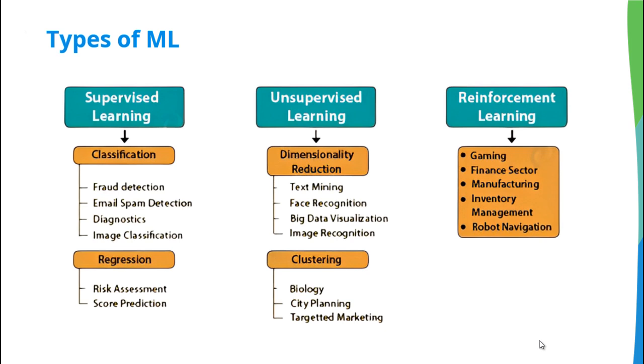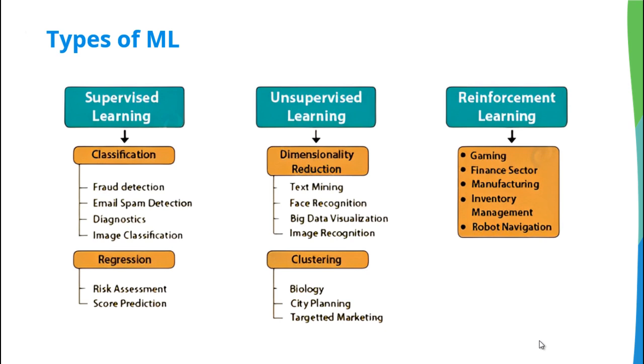Now we have different types of machine learning algorithms. We have supervised learning, unsupervised learning, and reinforcement learning. Supervised learning can be broken down into classification and regression. Classification can be applied in fraud detection, email spam detection, diagnostics, and image classification. Regression can be applied in risk assessment, score prediction, and so on.